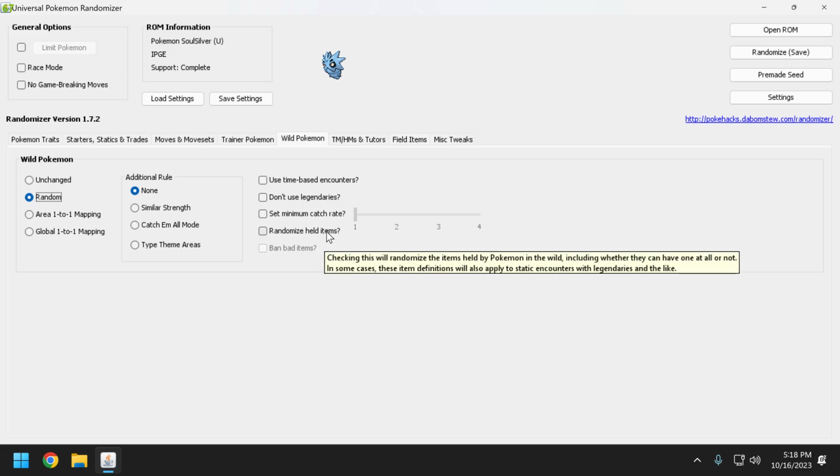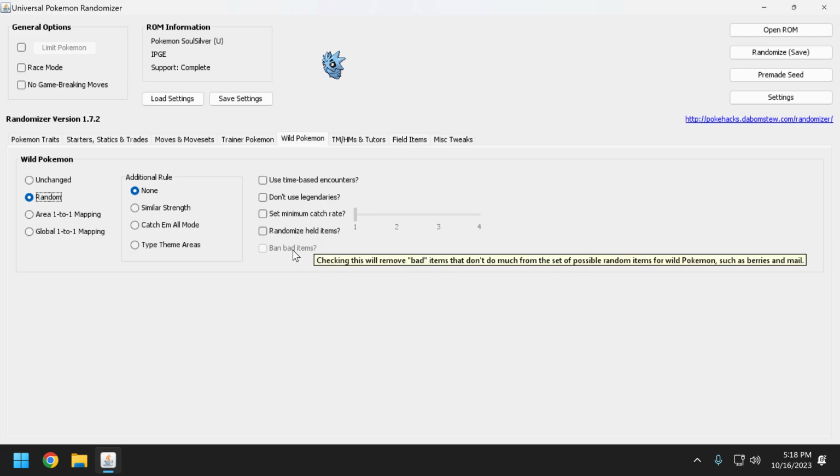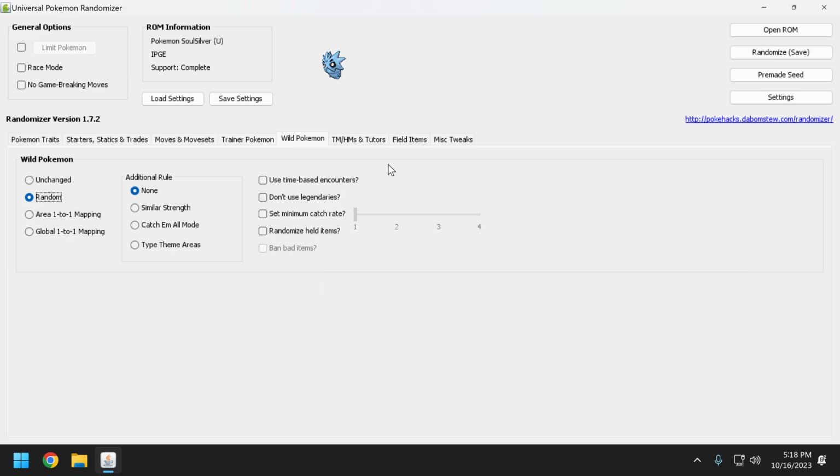And then you can randomize the held items if they even have a held item, and you can ban the bad ones for wild Pokemon. So I would say be very particular with how you pick this, because these two rules basically are going to significantly change how you play the game. You may want to do a couple of test runs in the starting areas to really see how they all interact. You could look at the log that will show at the end if you really want to see the differences, but it's kind of hard to tell until you play the game.